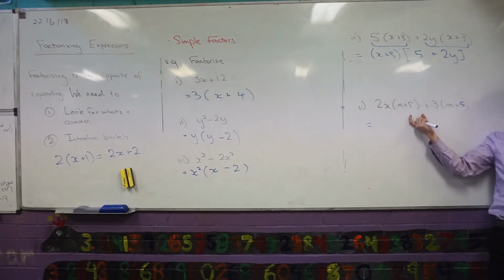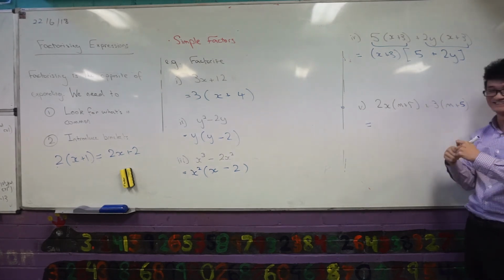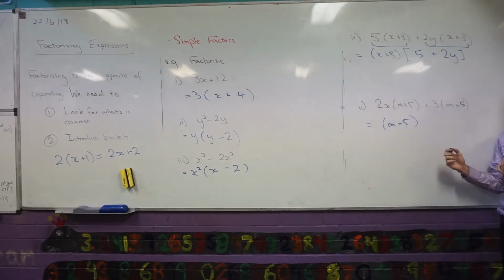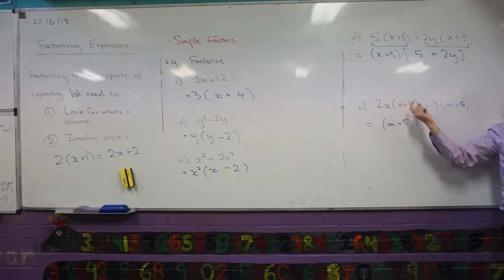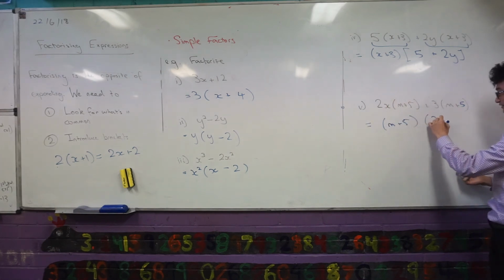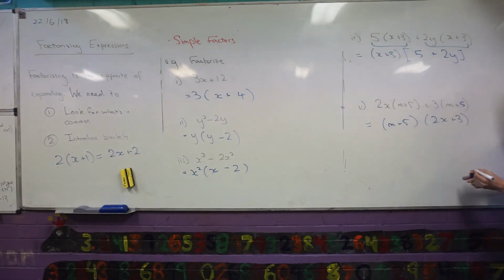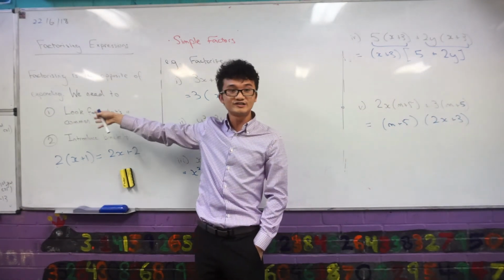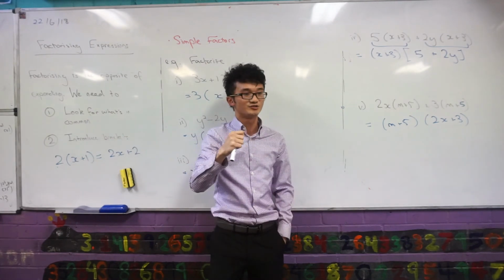So again, right, looking for what's in common. There wasn't anything common before, but now there is. Right, I'll take out that m plus 5. And then same idea. What do I get left with? Well, I just get left with what expressions are there? 2x plus 3, exactly. Yeah. Any questions on what I did there? Again, I'm always thinking about factorising: look for what's in common, introduce brackets. Okay.